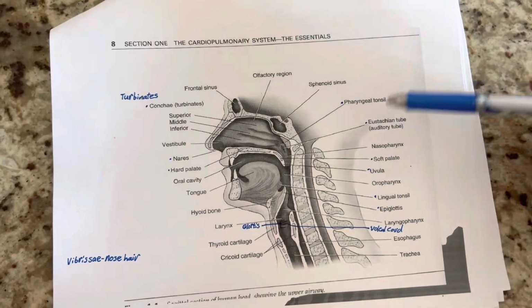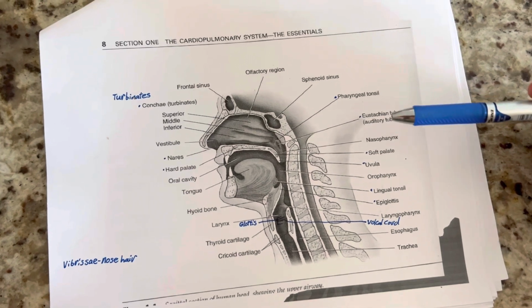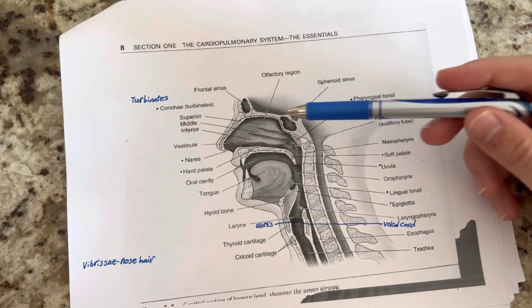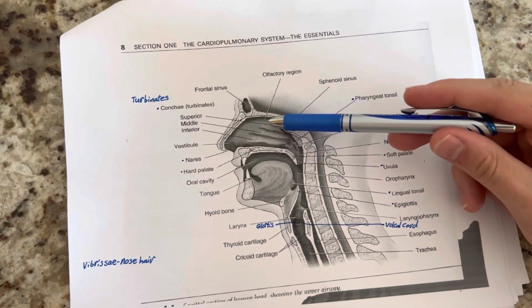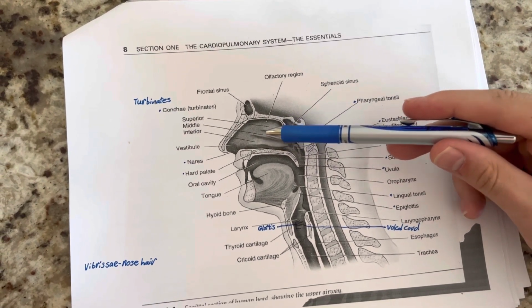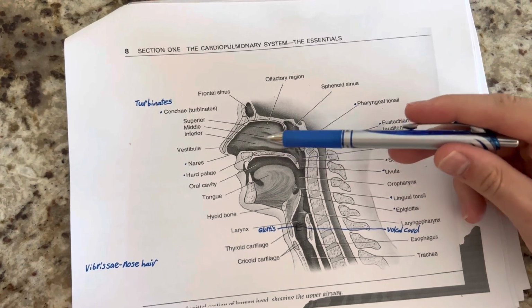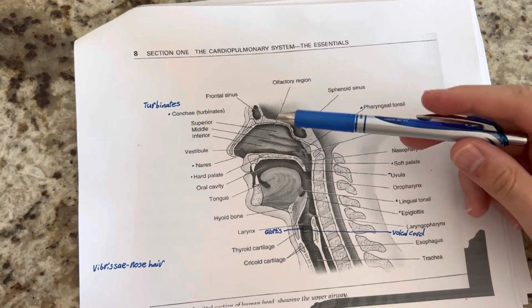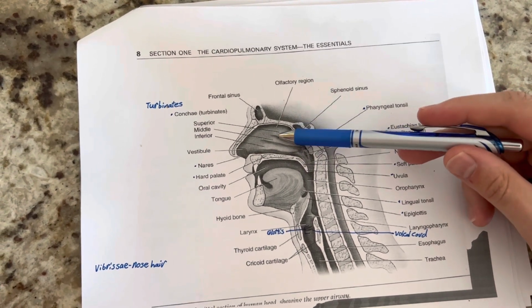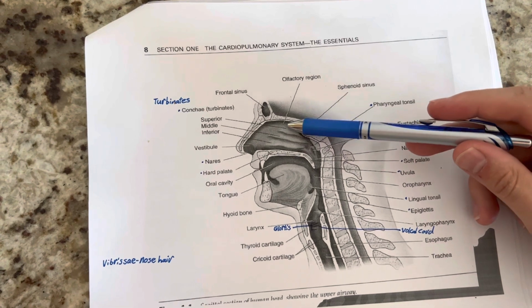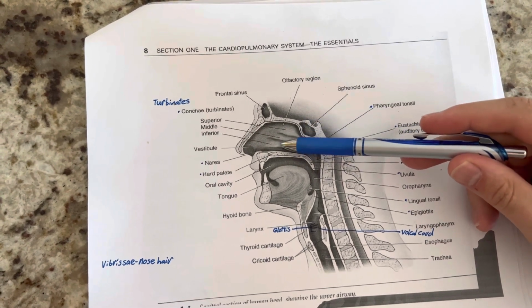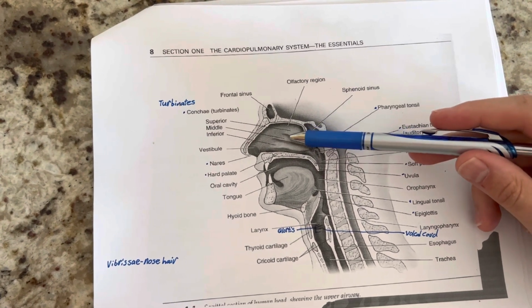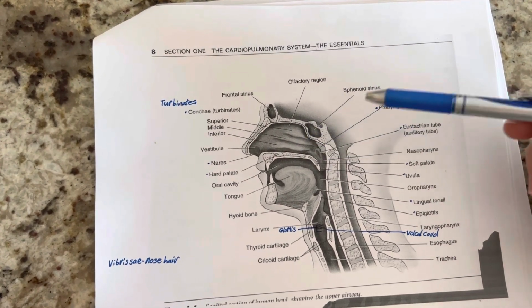We've got the conchae, the turbinates: superior, middle, and inferior. Superior is the top, middle is the middle, inferior is the bottom.